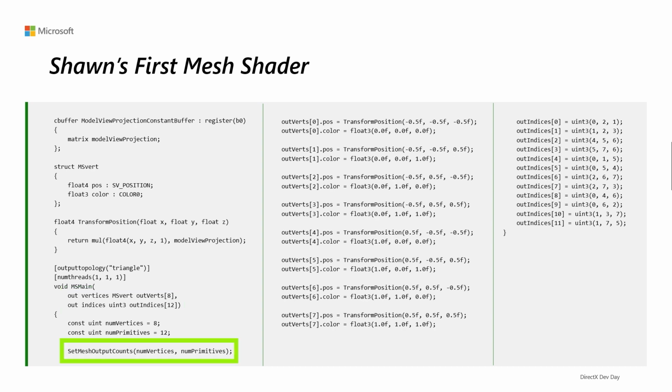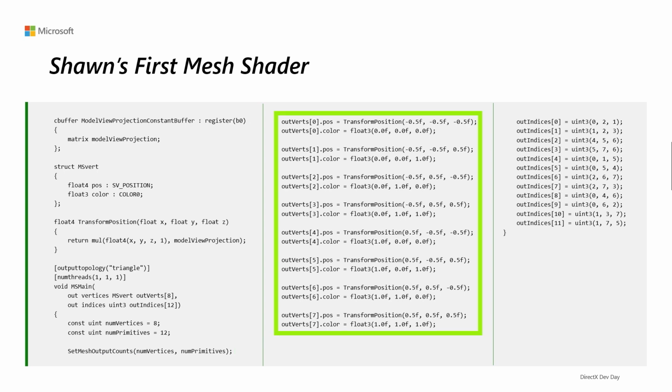So the next thing the mesh shader code does is call this intrinsic, set mesh output counts. And that's where I specify how many I'm actually going to write out for this particular mesh shader. In this case, the numbers are the same because it's always a cube. I'm not doing anything fancy here. And now I proceed to just write out my vertices. I'm specifying the positions and the colors for each vertex.